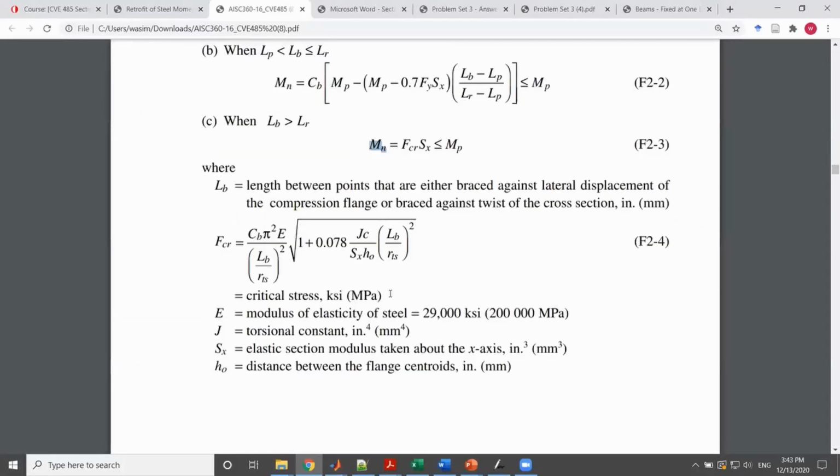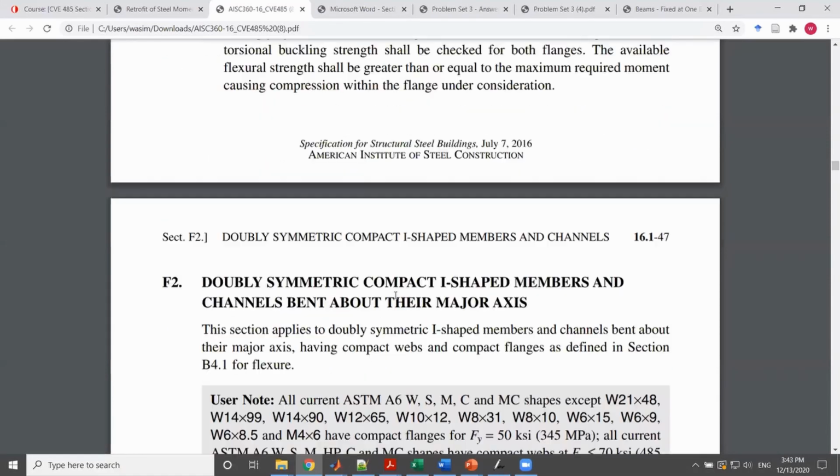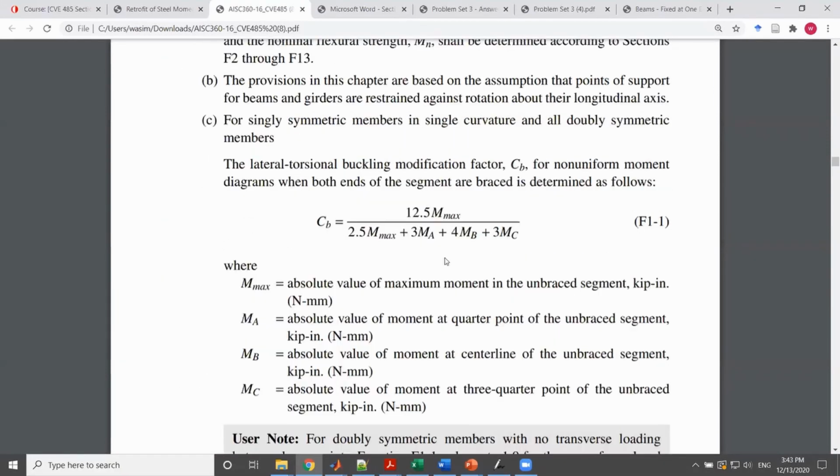again in AISC in here. So CB is equal to 12.5 M max, the maximum moment in your moment diagram, divided by 2.5 M max plus 3 MA, 4 MB, and 3 MC. What are MA, MB, MC? If you read, it says MA is the absolute value of moment at quarter point of the unbraced segment.